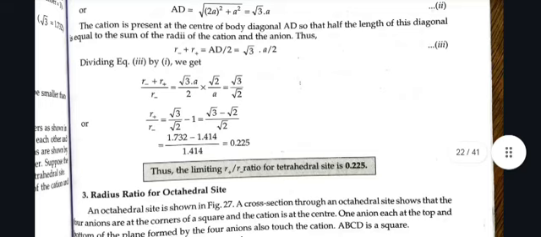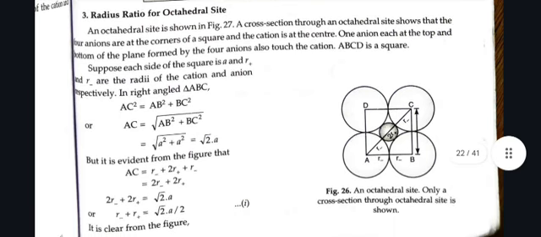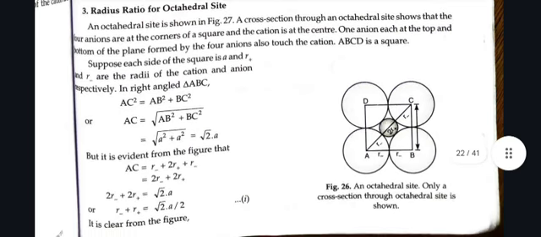Radius ratio for octahedral site. An octahedral site is shown in figure 27. A cross section through an octahedral site shows that the 4 anions are at the corners of a square and the cation is at the center. One anion each at the top and bottom of the plane formed by the 4 anions also touch the cation. ABCD is a square. Suppose each side of the square is A and R positive and R negative are the radii of cation and anion respectively. In right angle triangle ABC, AC square equals AB square plus BC square.